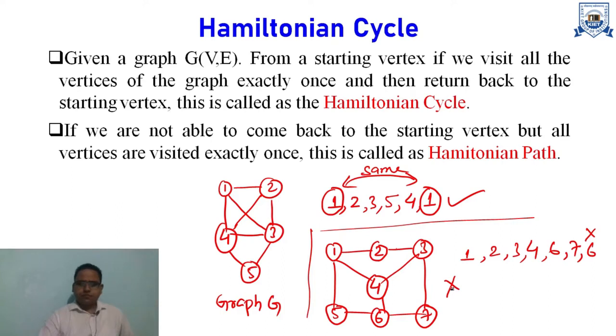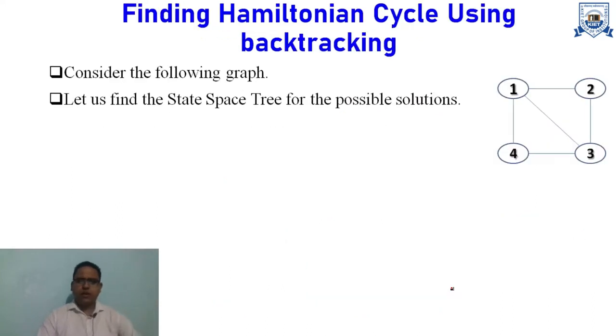Okay, now for this given graph, let's try to find the Hamiltonian cycle. We are using the backtracking approach for finding it. Now again the same rule applies. We'll make a state space tree, to get the possible solutions we can have. So how to draw the state space tree?